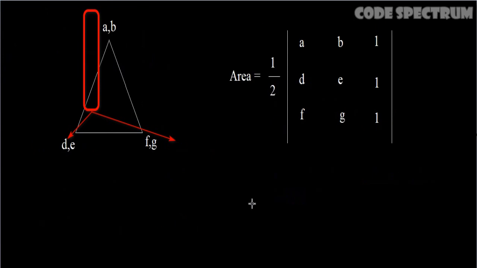The last important property of determinant is you can find the area of a triangle by putting the coordinates here. For example, in this case we have 3 coordinates a, b, d, e, f, g. Place here a, b, d, e, f, g, and the last column should be 1. And you can divide the whole determinant by 2. You can get the area of the triangle.